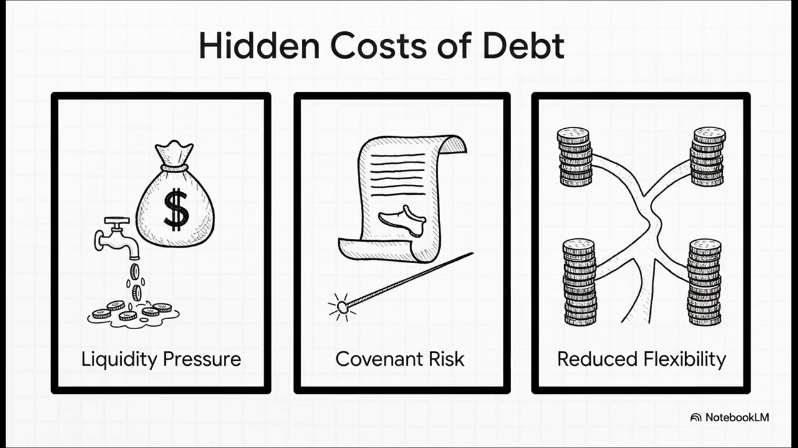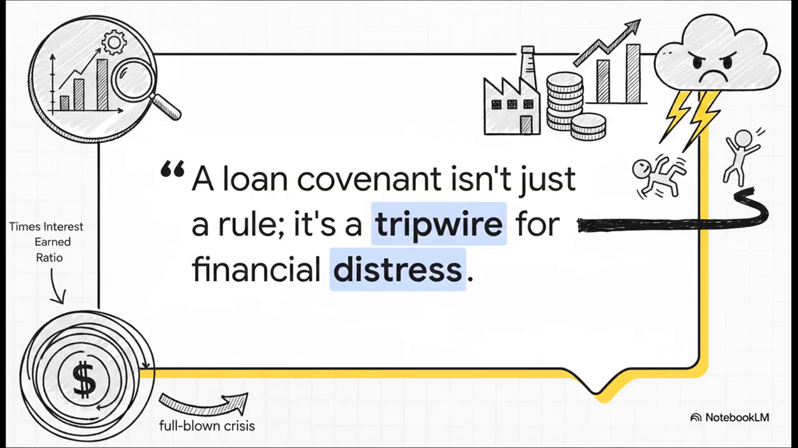Second, covenant violation risk. Lenders put rules, or covenants, in their loan agreements. Things like you must maintain a certain interest coverage ratio. If you break those rules, you're in big trouble. And third, reduced financial flexibility. If your company is already drowning in debt, good luck trying to get another loan when an amazing opportunity comes along. This quote is so powerful because it's absolutely true.